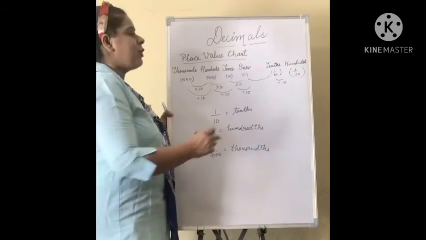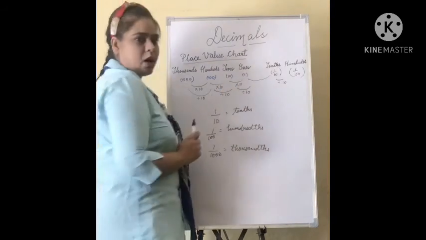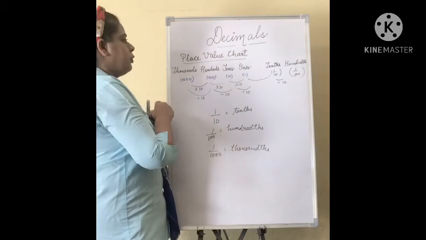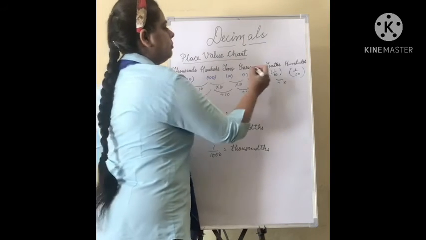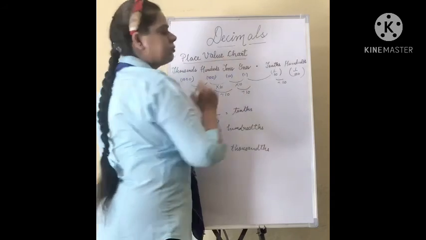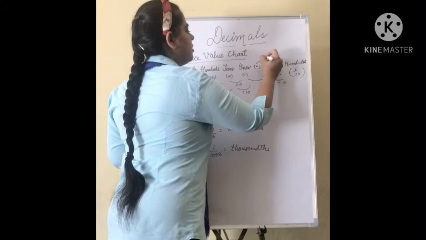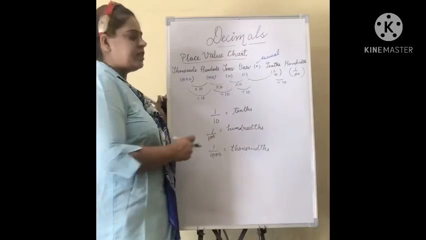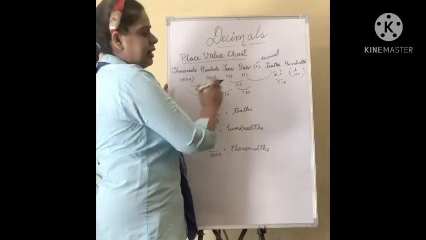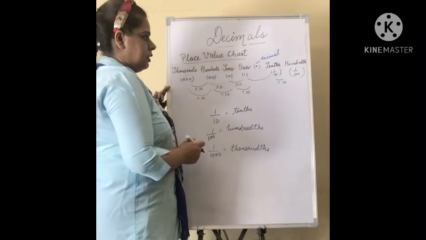But how will you separate these place values? You will separate by putting a decimal. Yes, this point represents decimal, which separates these place values from decimal places. Clear?